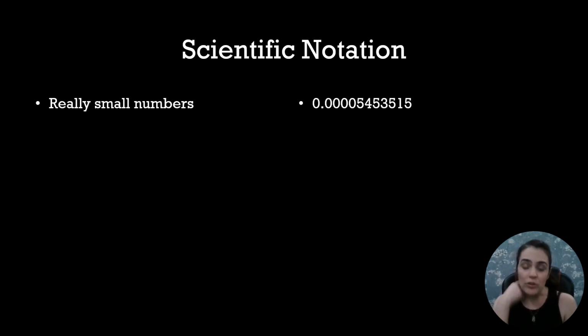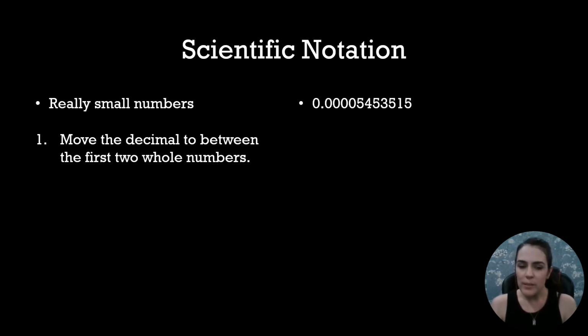Now, really small numbers are going to be numbers that come after the decimal. These numbers are less than 1. The first step that you want to do is move the decimal to between the first two whole numbers. Now you may notice that small numbers already have the decimal put in them. The last ones, the big numbers, you had to add the decimal to the end. This one, you're going to move the original decimal to between the first two whole numbers.